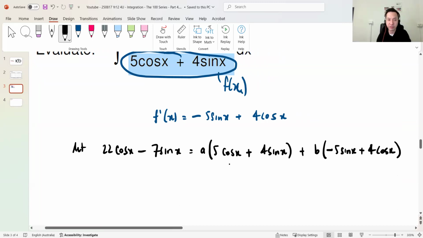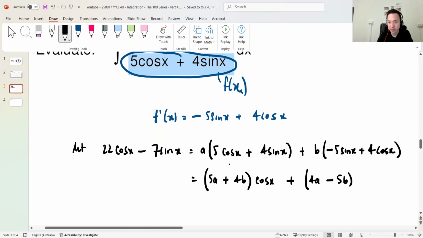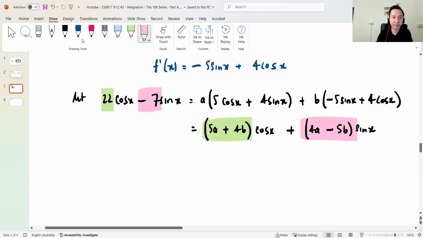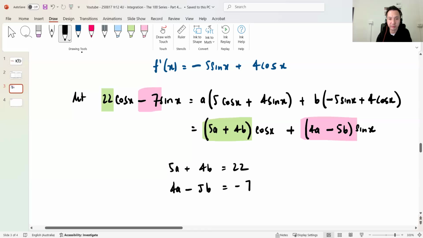Now I'm going to compare coefficients, or expand this. So if I expand this, it'll be (5A plus 4B) times cos x plus (4A minus 5B) times sine x. And if I compare coefficients, 22 equals that, negative 7 equals that, right? So it looks like simultaneous equations: 5A plus 4B equals 22, 4A minus 5B equals minus 7. Let me just quickly check that.